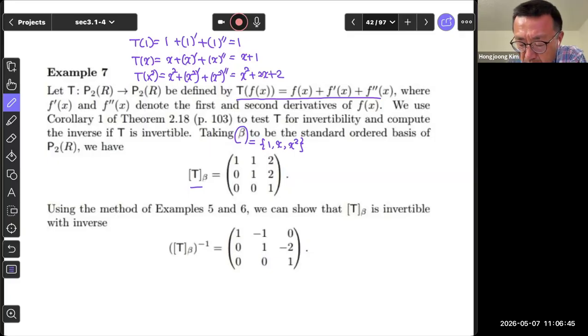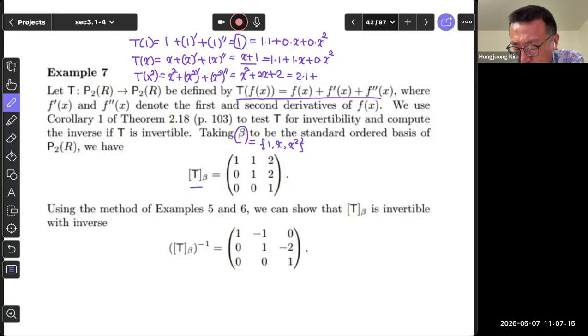Now, if I write down this 1 as a linear combination of the vectors in beta, this 1 is 1 times 1 plus 0 times x plus 0 times x squared. x plus 1 is 1 times 1 plus 1 times x plus 0 times x squared. And x squared plus 2x plus 2 is 2 times 1 plus 2 times x plus 1 times x squared.